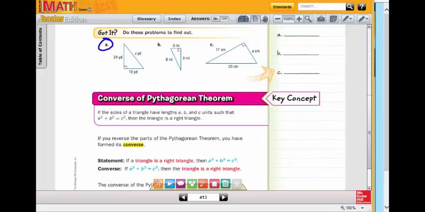Please press pause and do letters A, B, and C. And I'll put a reminder here. Remember, you have to notice whether you're looking for the hypotenuse, c, or in this case b, which is one of the legs, or in this case a, which is one of the legs. Make sure you're using the proper formula.